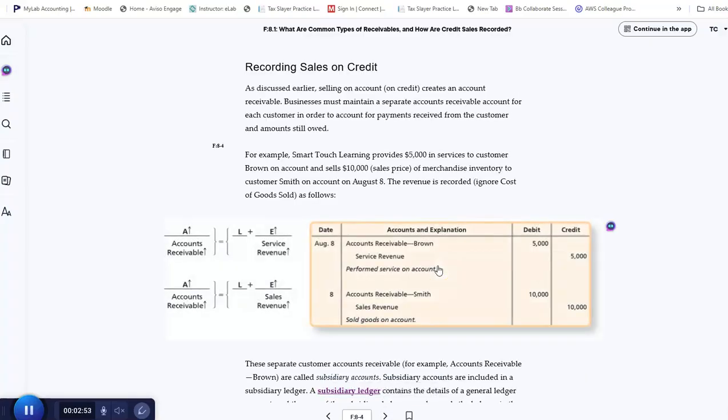So just a reminder, when we record sales on credit, we debit accounts receivable. That's to increase accounts receivable with a debit, and we record revenue. So we record the revenue when it is earned, and the payment can possibly come later.